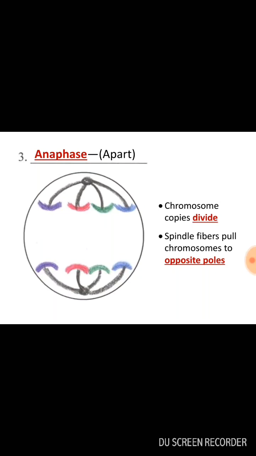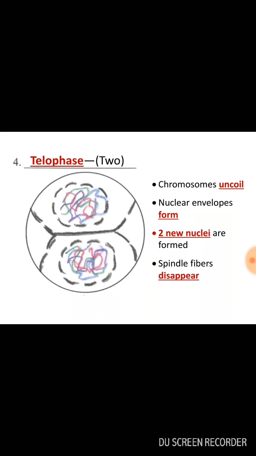So in anaphase, the chromosome copies, they divide. Spindle fibers pull chromosomes to opposite poles. This is the basic function of spindle fibers, to pull the chromosomes to the opposite poles. Then finally we have telophase. Now in telophase, the chromosomes uncoil, nuclear envelopes reform, two nuclei are formed. This process is known as karyokinesis, and the spindle fibers disappear.